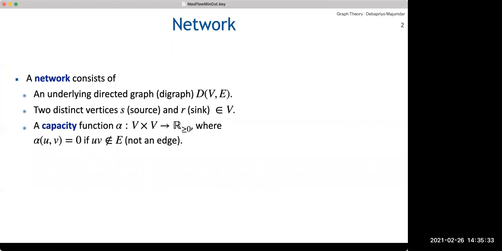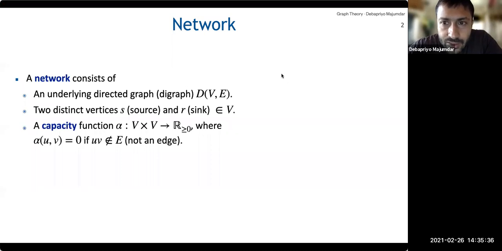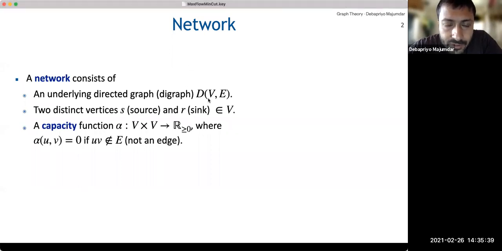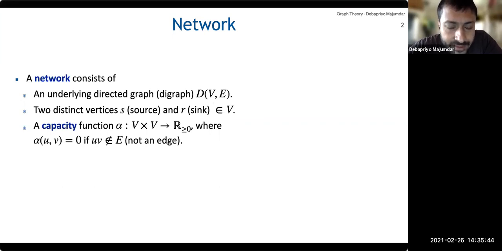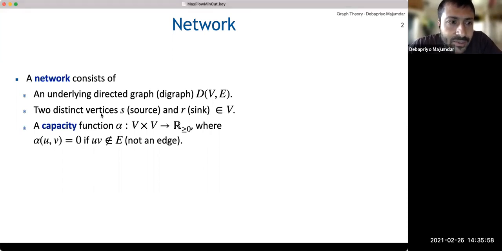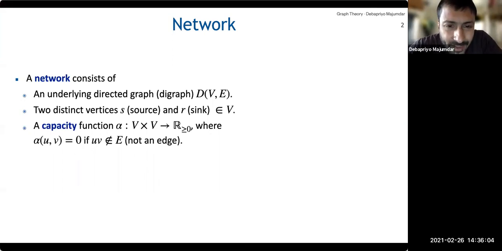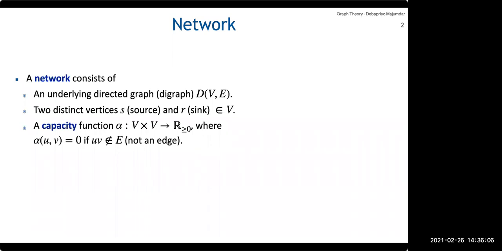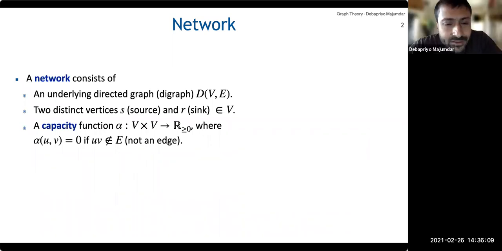Now, obviously, we are starting with the assumption that we have an underlying directed graph, and you already know what a directed graph is. It's just that the edges have some direction. Not between any two vertices do we necessarily have an edge. It's possible that two vertices are not connected by an edge. So then the capacity is just 0. If there is an edge, then we would expect that edge has positive capacity. And if there is no edge, then essentially the capacity is 0 anyway.